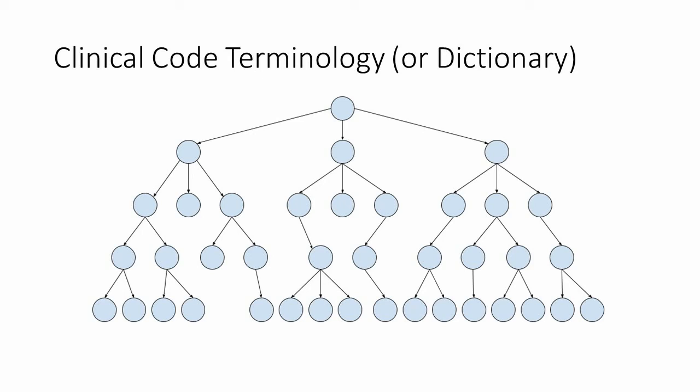Hierarchy of clinical code terminologies. Clinical codes are structured together in terminologies or dictionaries, and they tend to be structured in the form of a hierarchy like this. The root node would be a concept, so everything in your terminology can be defined as a concept.